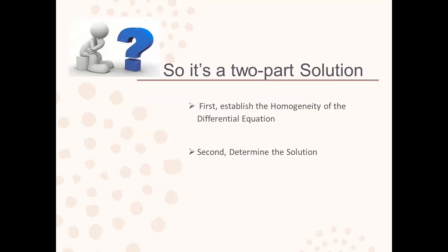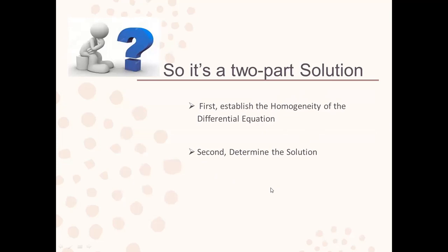Okay, now since we are able to tell whether our first order differential equation is homogeneous, then we are now ready to learn how to find its solution. So finding the solution of a homogeneous differential equation is a two-part solution. You have to first establish its homogeneity. That was the previous slide that I have mentioned. And second, then that's the time that you're going to apply the solution.